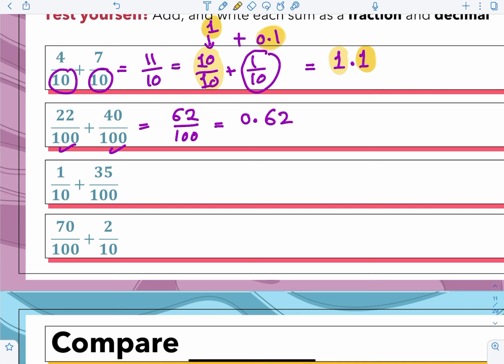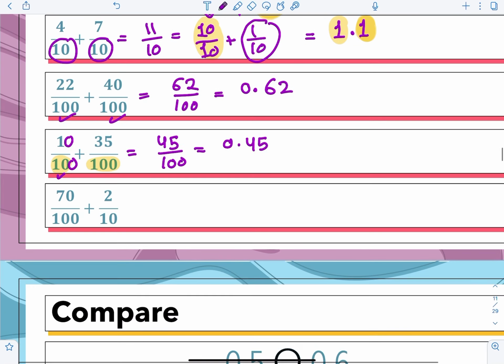After that, here I have 1 over 10 and here 35 over 100. Of course, I can't do that because I have here a 10 and here 100. So I must add a 0 up and a 0 down so I can make the 10 into 100. Now we can add 10 plus 35, this is 45, over 100, which is equal to 0.45, which is 45 hundredths.